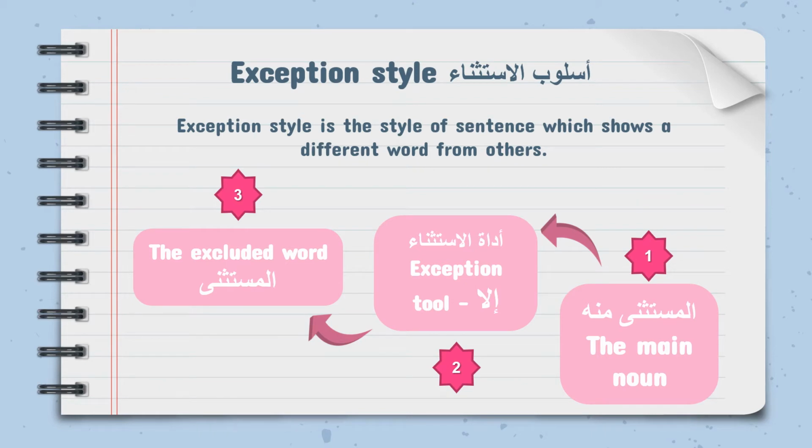Let's look at the structure of exception style. First comes the main noun, or the word which isn't different from the others. The second is the exception tool, which is illa. Illa means except. And the third part is the excluded word, or the word which is different from the others.